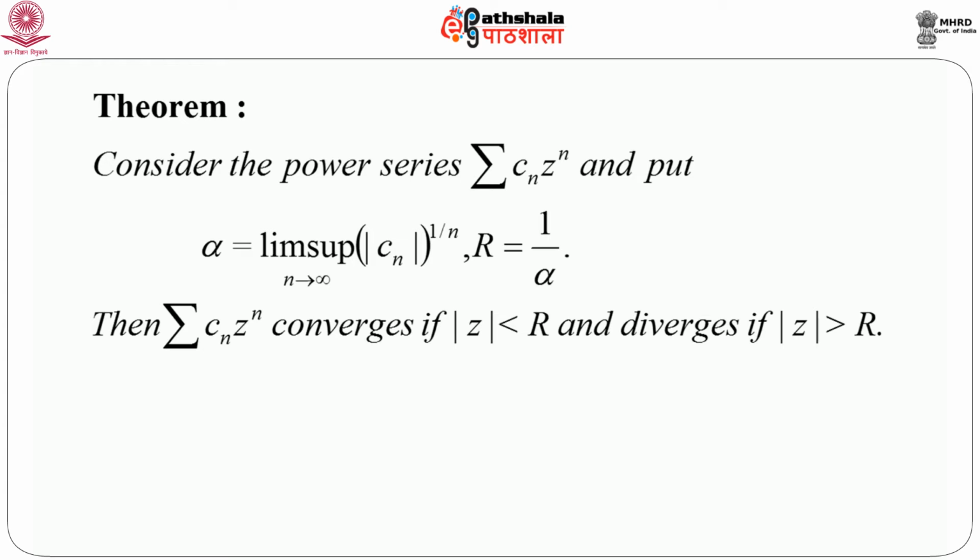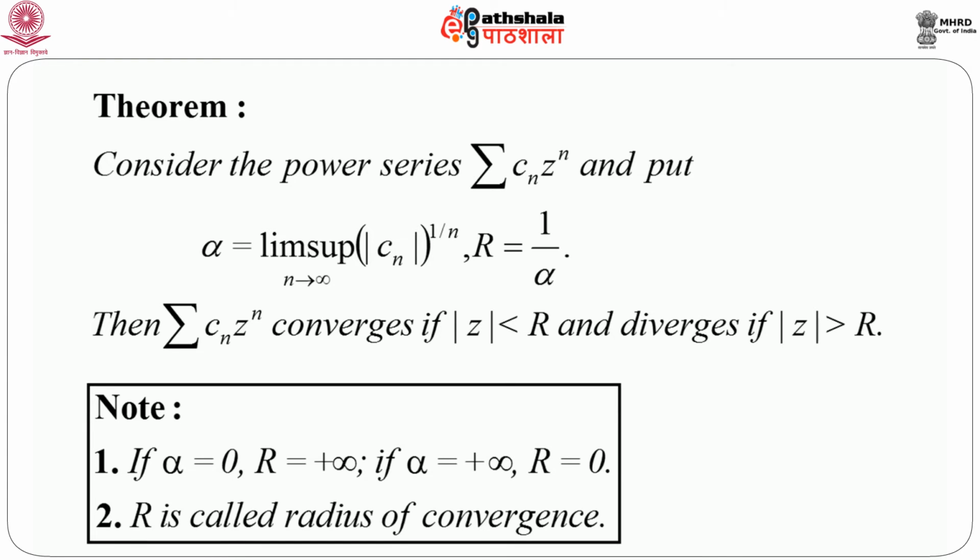Then summation Cn z to the power n converges if modulus of z is less than R and diverges if modulus of z is greater than R. So the comparison of modulus of z with R determines the convergence or divergence of the power series. Now remember, R is defined in terms of the coefficients of the power series, that is Cn.